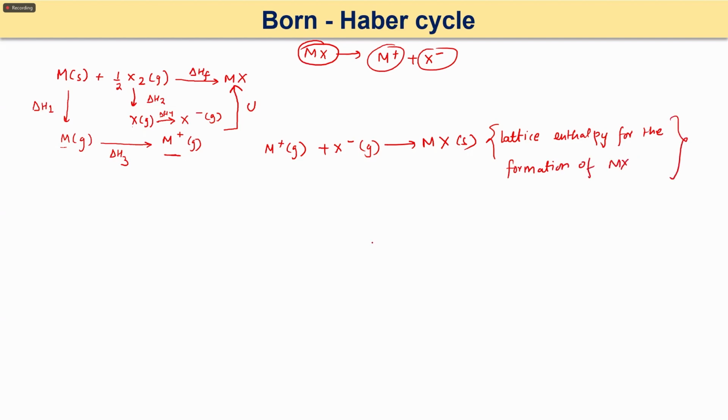Okay. What was delta H1? So let us write. This is your U. Okay. This was your U. What is your delta H1? Delta H1 is nothing but the enthalpy change for the sublimation. And what is happening in this case? Your metal is solid getting converted to metal gas.